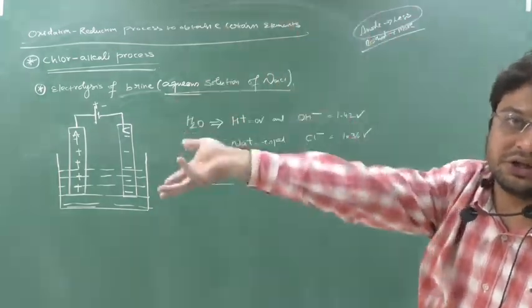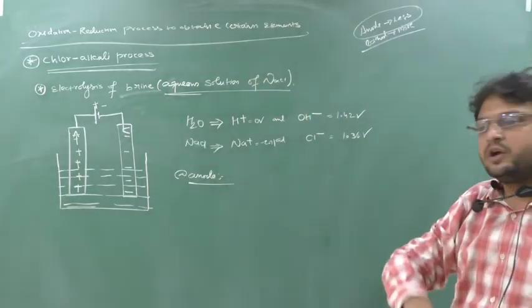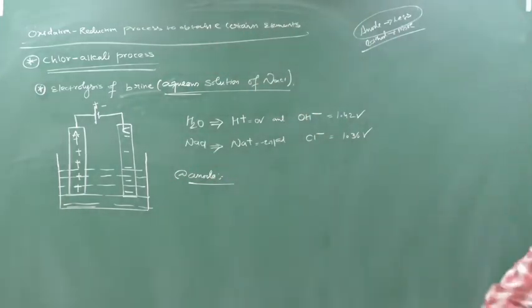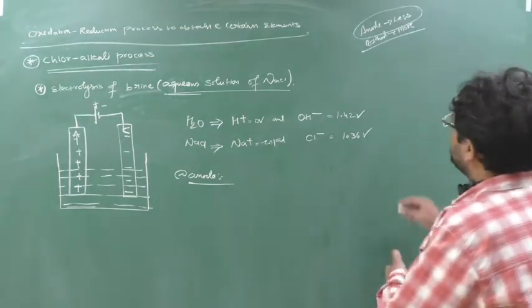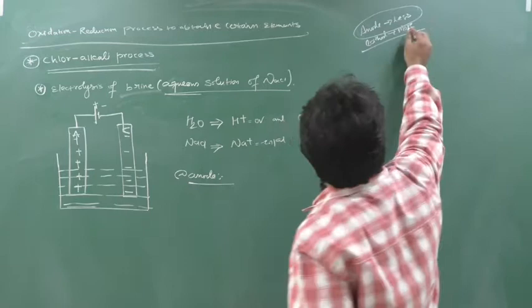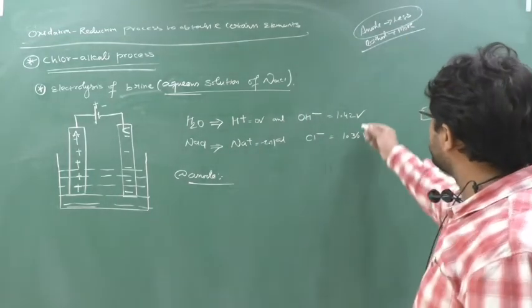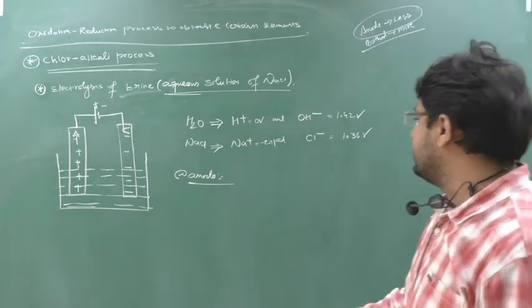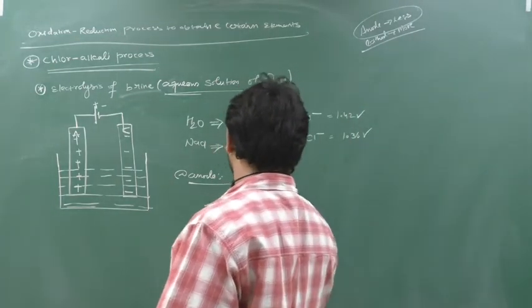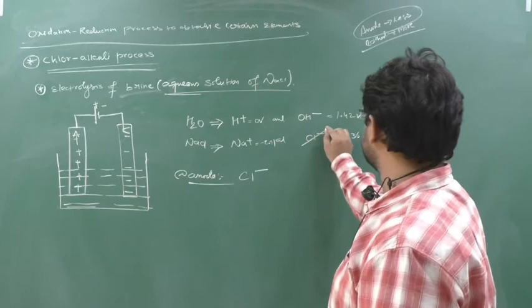At the anode, oxidation, oxidation means loss of electron. The one with more value means cathode, cathode means reduction, gain of electron. Now see here. Going to the anode, the less value should win. So out of these two, who has the lesser value? Cl minus has the lesser value. So at the anode, Cl minus will go. Yes or no? So now this is cancelled.